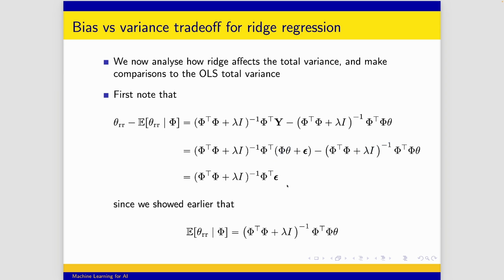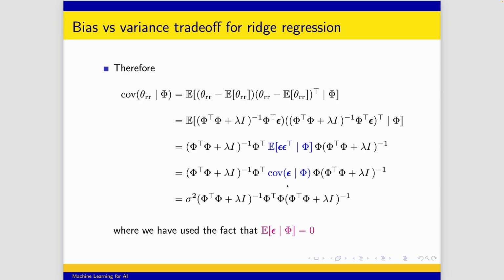So let's now analyze this. What is the covariance of theta ridge conditioned on phi? Well, by definition, it's this expectation, the expectation of this outer product, theta ridge minus this expected value. Now we just calculated this as this quantity. So it's the expected value of this quantity times the transpose of itself.